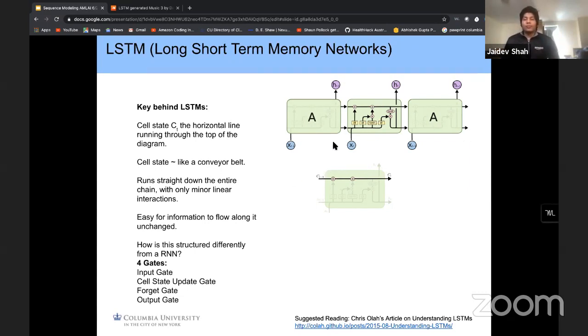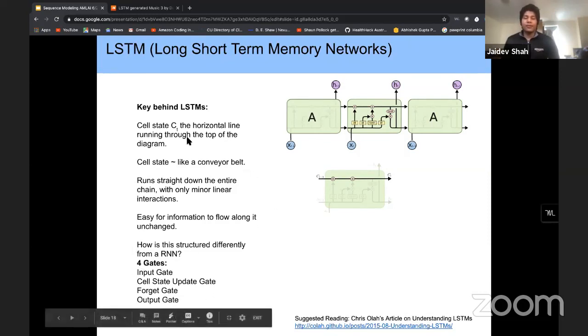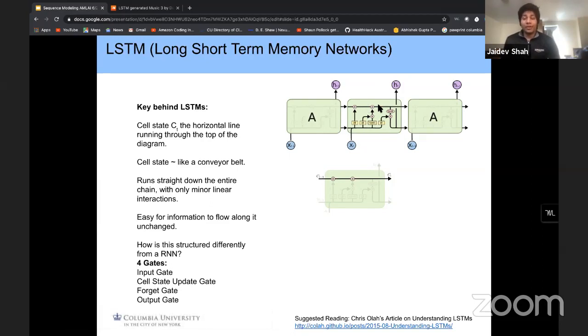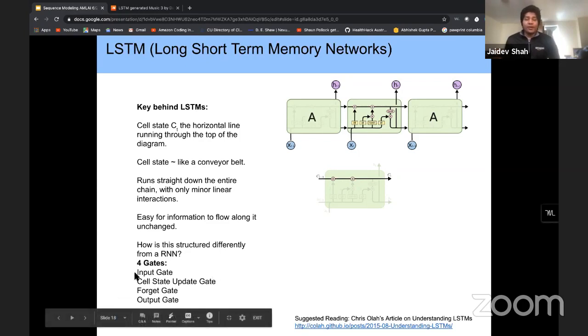So this is one addition, right? This is one value add on RNNs. Along with the hidden state, we also have the cell state. But at the same time, we also need a couple of different strategies to be able to update the cell state and the hidden state. There are different gates that are used, right? So there's something called the input gate, the cell state update gate, forget gate, and output gate.